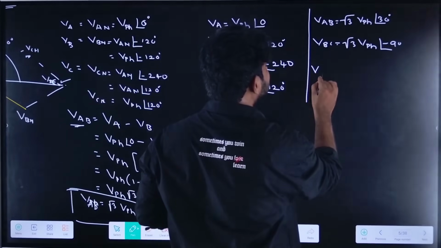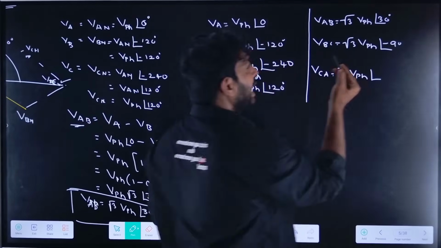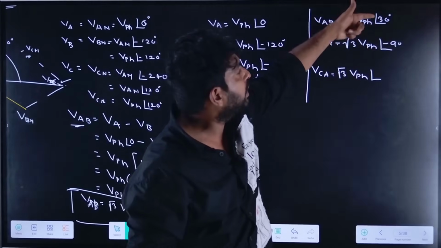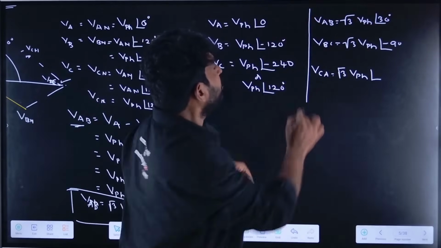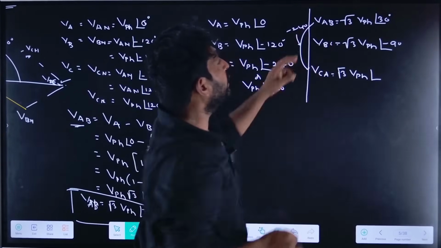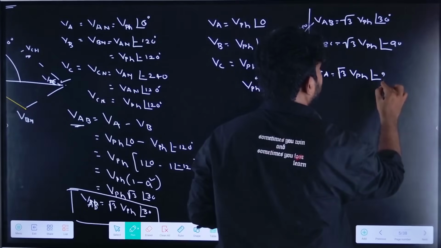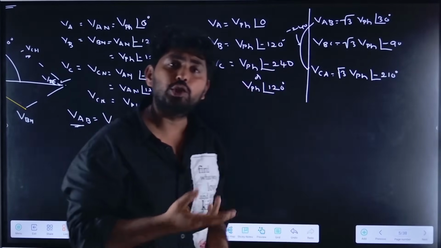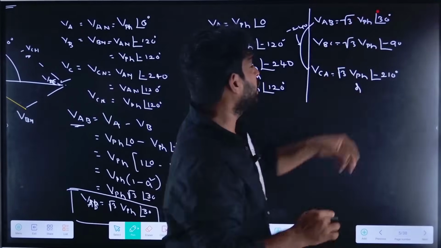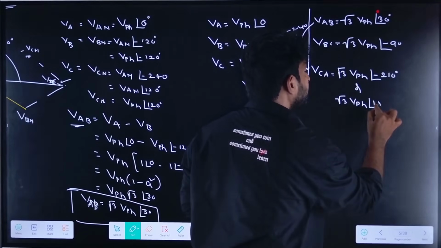So if I want to write the VCA, which is equal to root 3 into V phase at an angle minus 90 already there. So it will be minus 120 degrees, or from here if you take, it will be minus 240 degrees. What is the phase displacement here? Minus 240 degrees. If I substitute in this, minus 240 plus 30, it will be minus 210 degrees. So you can make it as minus 210 degrees or 120 plus 30. So it will be 150 degrees. Root 3 into V phase into 150 degrees.